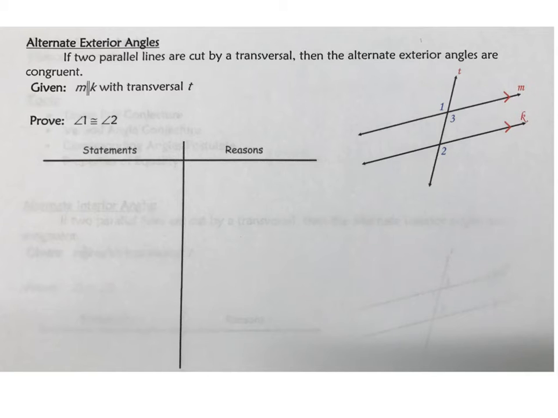Okay, hopefully everyone had enough time. So I'm going to go ahead and start my proof the way I do all proofs, with my given. So M is parallel to K with transversal T. That is given. All right, then I notice I have vertical angles over here. So I know that angle 1 has to be congruent to angle 3 because of the vertical angle conjecture.